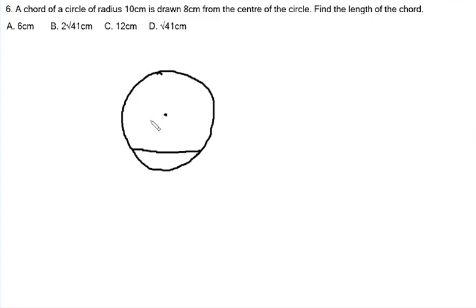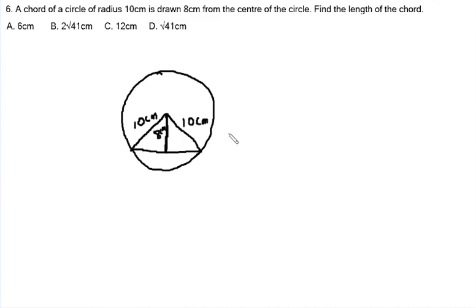Because they said a chord of a circle of radius 10 centimeters, the radius from here to each end of the chord is 10 cm. So we can agree that the radius from here to here is 10 cm, and then the radius from here to here is still 10 cm. The chord is drawn 8 cm from the center of the circle, so the height, the distance from here to this point, is 8 cm. Find the length of the chord.